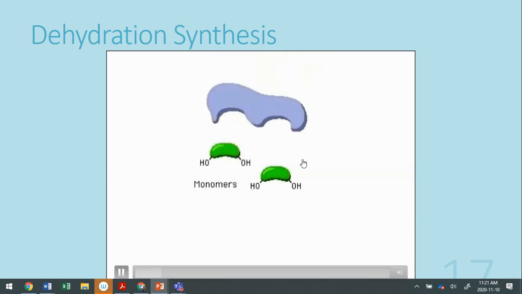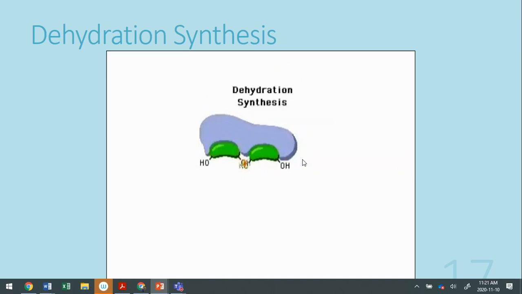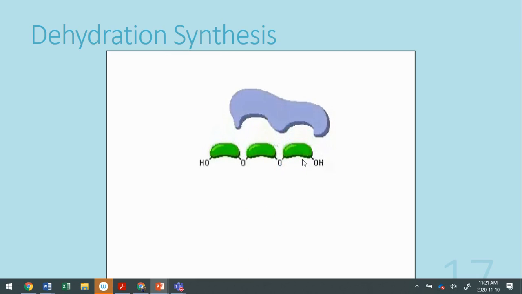A process of linking monomers, called dehydration synthesis, involves the removal of two hydrogen atoms and one oxygen atom to form water.